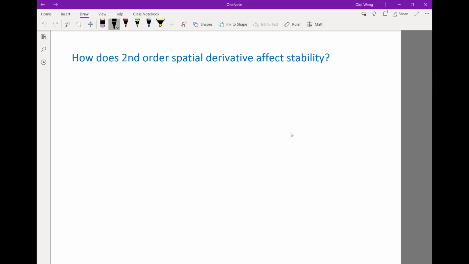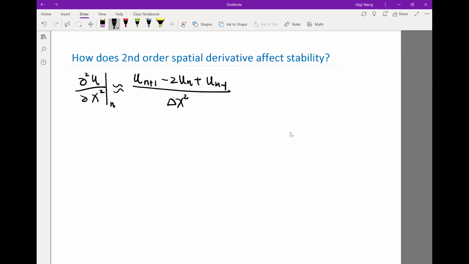Okay, so let's start by writing down the second order derivative. We have a second order spatial derivative, and last class we did our Taylor series analysis and approximated the second order derivative at grid point n using u_{n+1} minus 2 times u_n plus u_{n-1}, divided by delta x squared. Last lecture we did some formal Taylor series analysis to derive the coefficients, right? If you ever forget the coefficients, you can derive them that way.